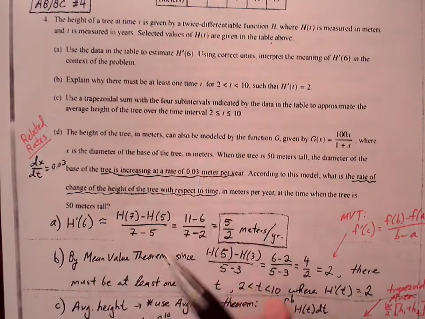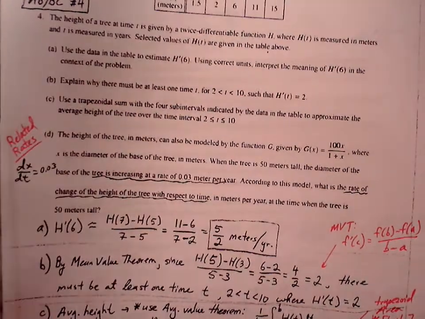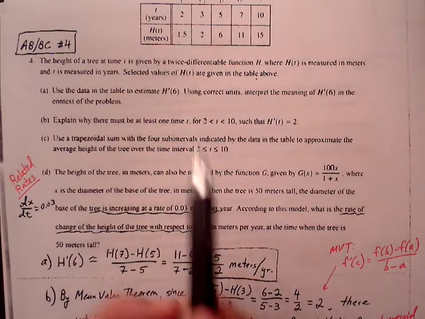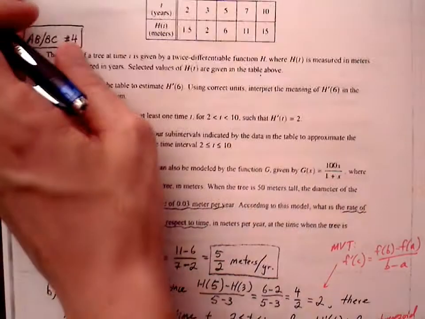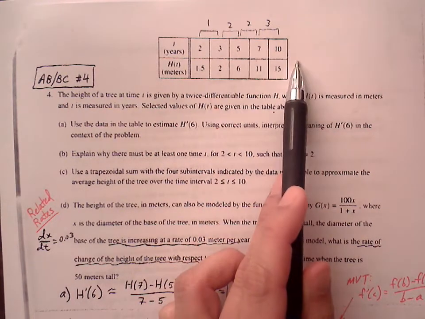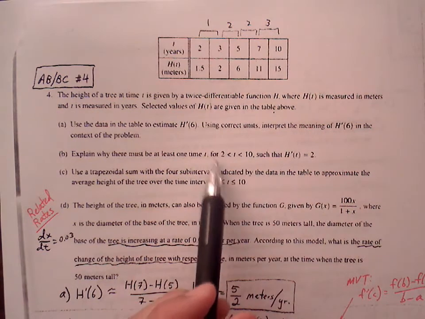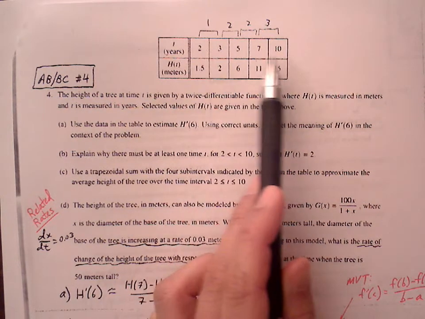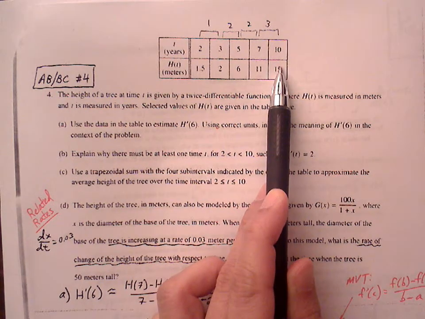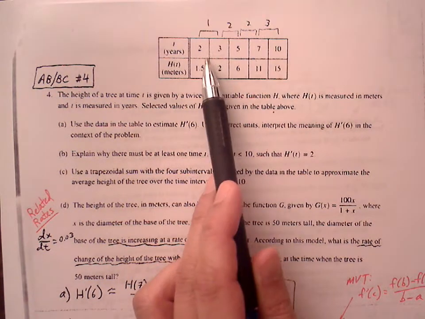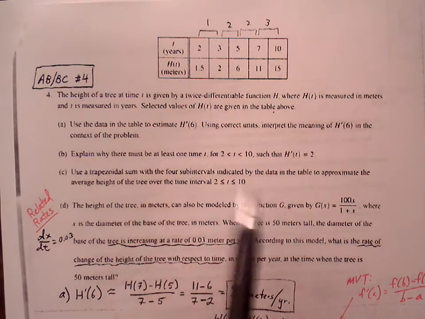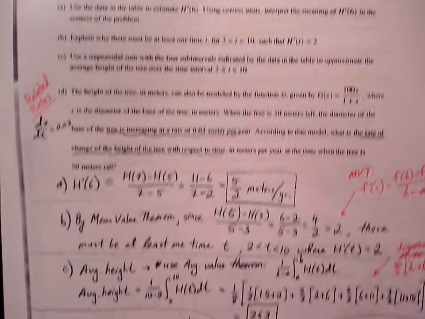Part B, explain why there must be at least one time between 2 and 10 where h prime of t is equal to 2. How can we guarantee that there is a rate of change of exactly 2 between 2 and 10? Well, this is applying mean value theorem, which says that if the rate of change between 2 and 10 happens to be 2, then we can guarantee that because it's a twice differentiable function, there must be a rate of change of exactly 2 that sits between the endpoints. So let's see if that is true.